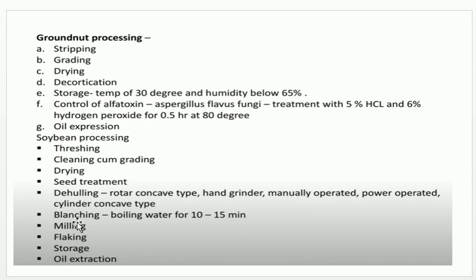Groundnut processing. The groundnut processing operation is generally carried out by the steeping operation, which is used to remove all cover of the seed. After that comes grading according to the size of the seed, and after that drying is carried out. After that, decortication, that is the removing of husk.